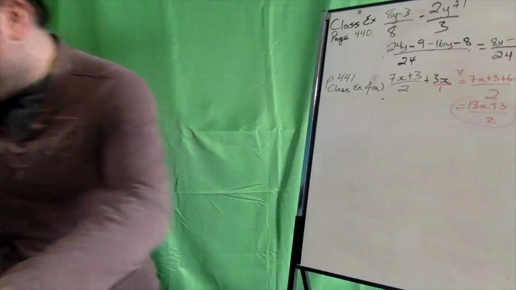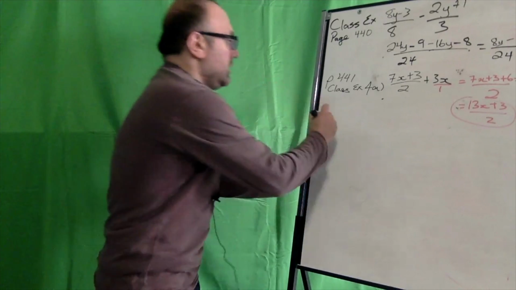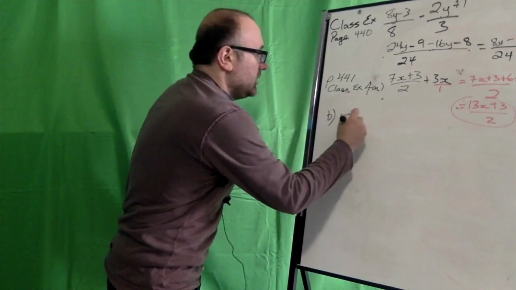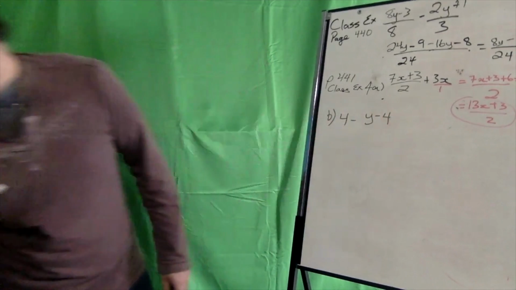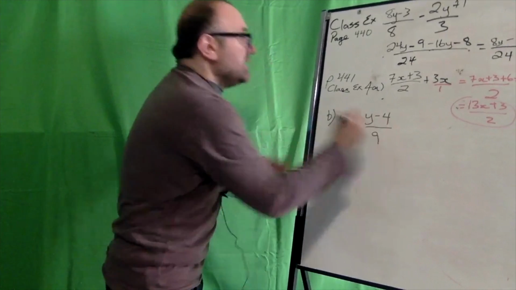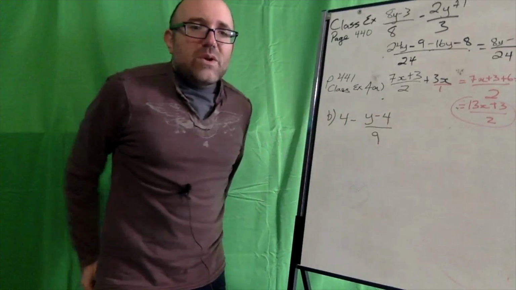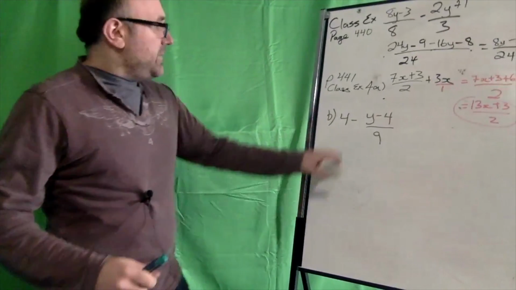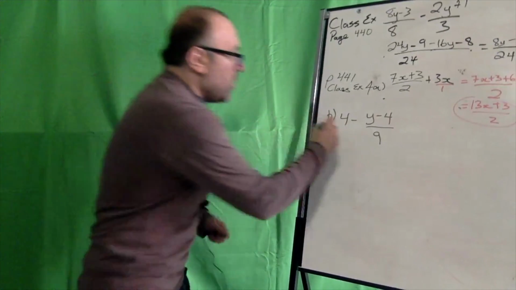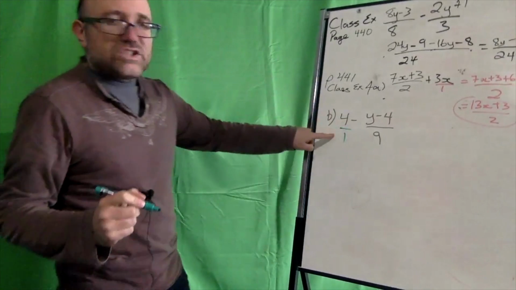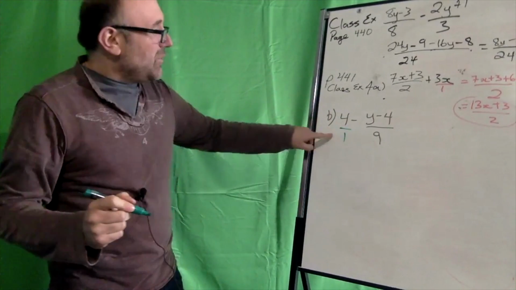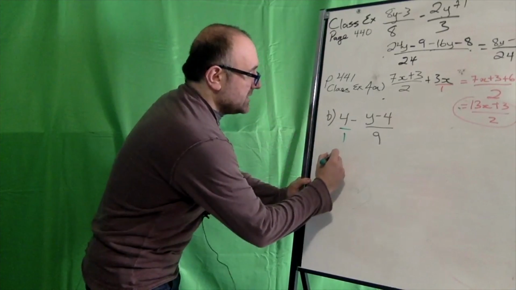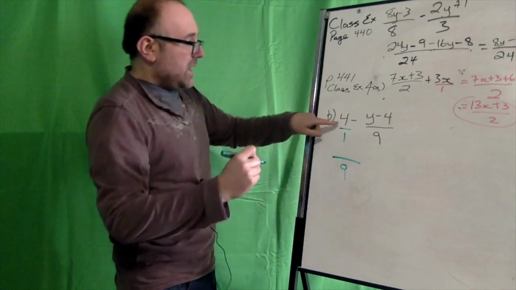So moving on to the next one, we are dealing with B now, where it states 4 minus y minus 4 over 9. Just like I was saying earlier, anytime you have any problem dealing with a whole number, always make it over 1. So now the question is, if this is over 1, this is 9, what do you have to do over here to make the lowest common denominator? Times it by 9. So this whole thing is over 9. I had to times this by 9.